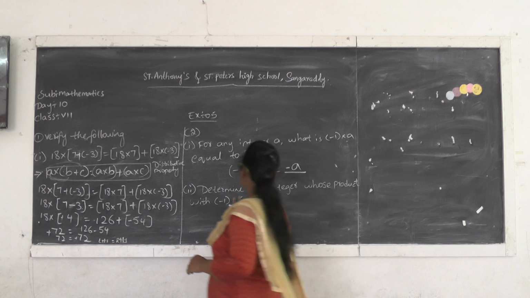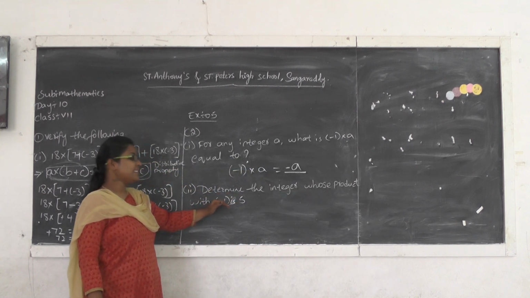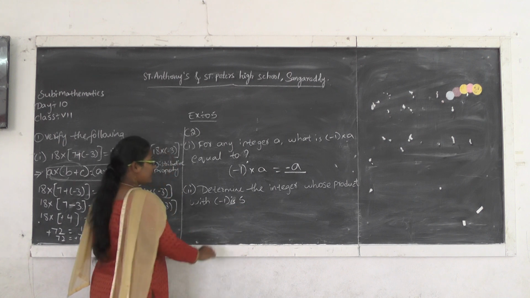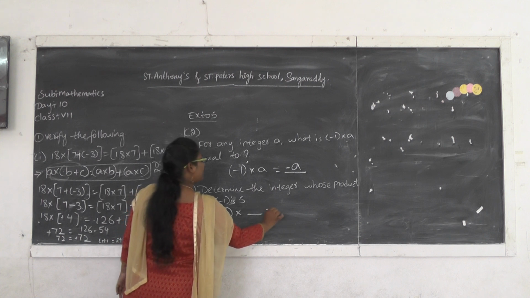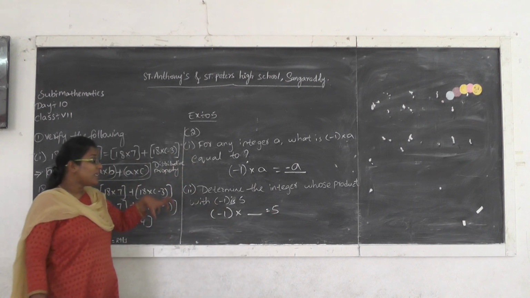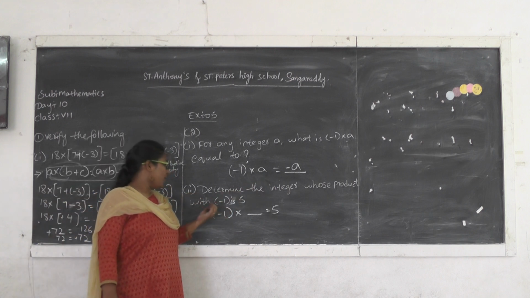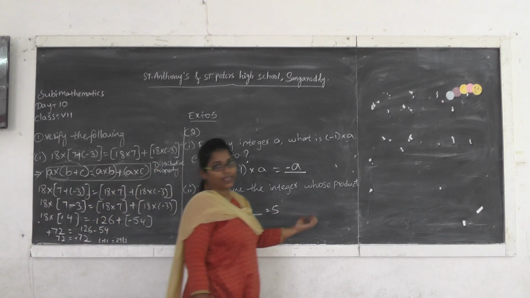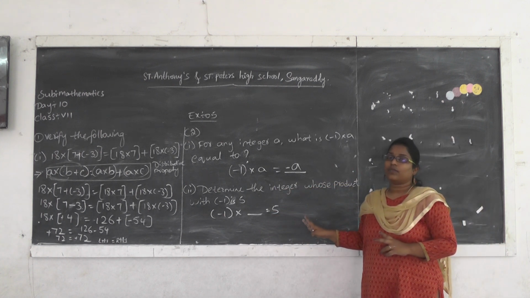Now next, determine the integer whose product with minus 1 is 5. So what is the question here? Minus 1 is multiplied with some number, then the result is 5. What is the value we have to find? With which number if we multiply minus 1, the result will come as 5?